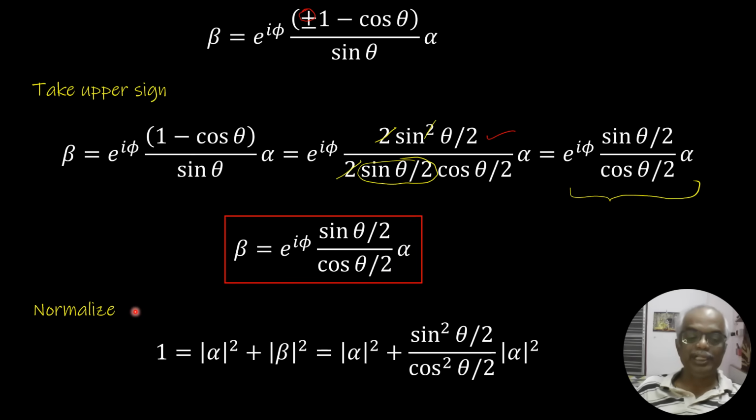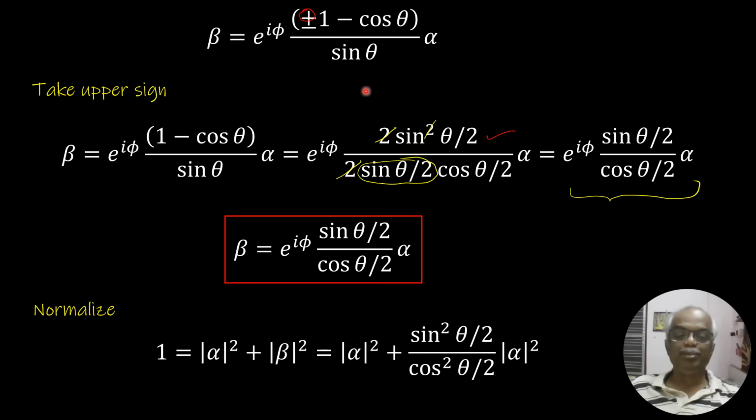Now you normalize the value of alpha and beta as requested in the problem. That is, modulus alpha squared plus modulus beta squared must be equal to 1. So this can be written as modulus alpha squared, then modulus of beta squared: if you take the modulus, e power i pi into e power minus i pi will become 1. Then you square it, sin squared theta by 2 over cos squared theta by 2, and this modulus alpha squared.